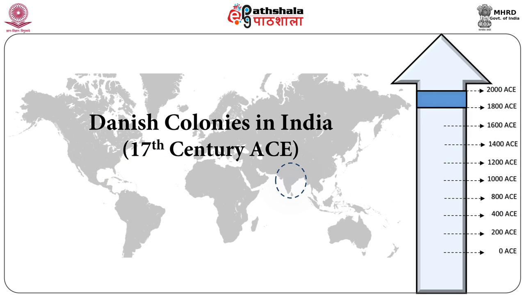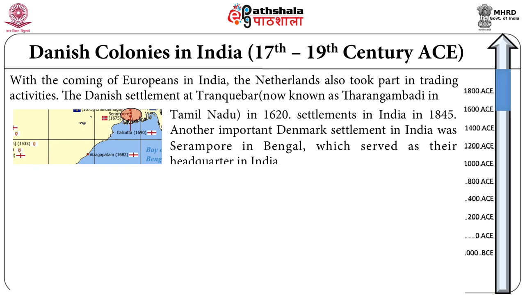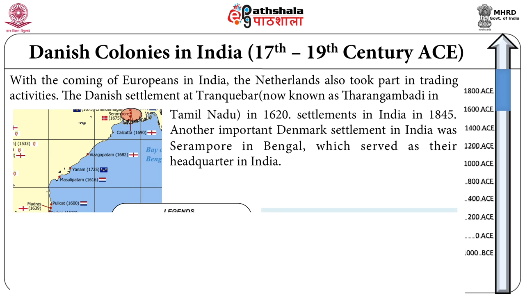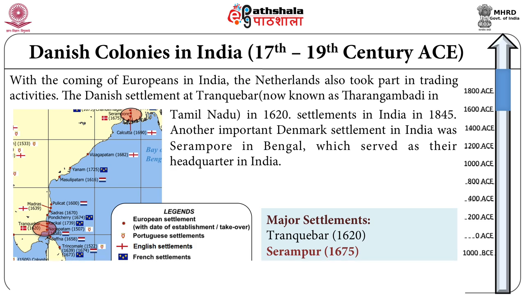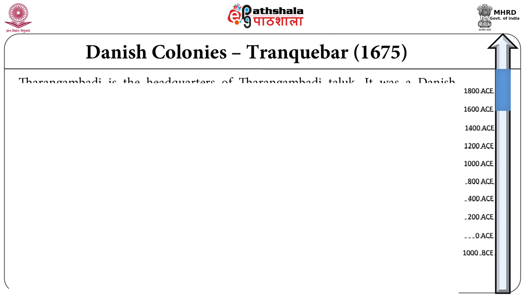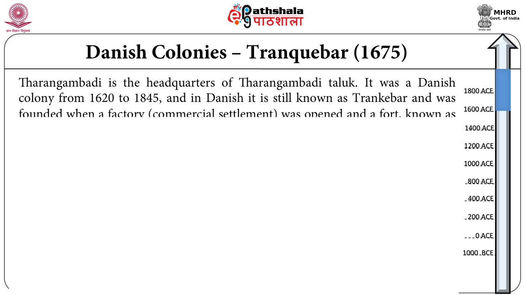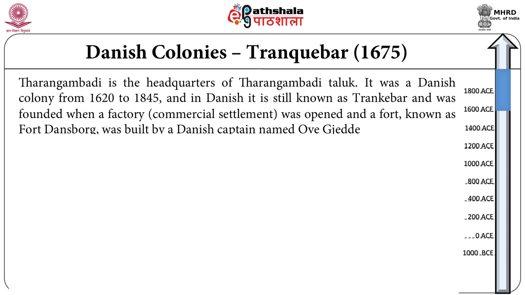When we see the Danish colonies, they settled in India in 1620, and the most important settlements were on the eastern coast. One was Tranquebar in Tamil Nadu, which is now known as Tharangambadi, and the next was Serampore in West Bengal. And when we look at the settlement pattern of this time period, we are taking up Tranquebar as a case to understand it.